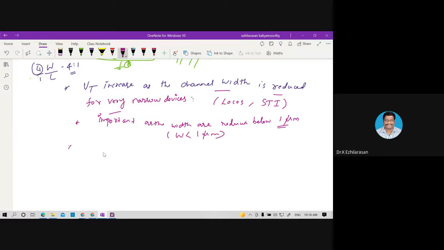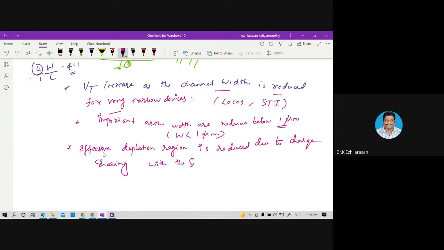The second thing we can say is that the depletion charge will be reduced due to charge sharing. Due to charge sharing, the effective depletion region is reduced, due to charge sharing with the source or drain. So here the depletion charge belonging to the gate is increased.